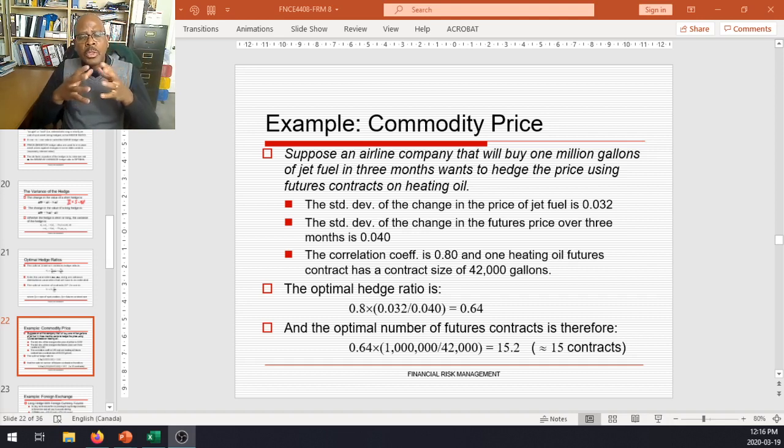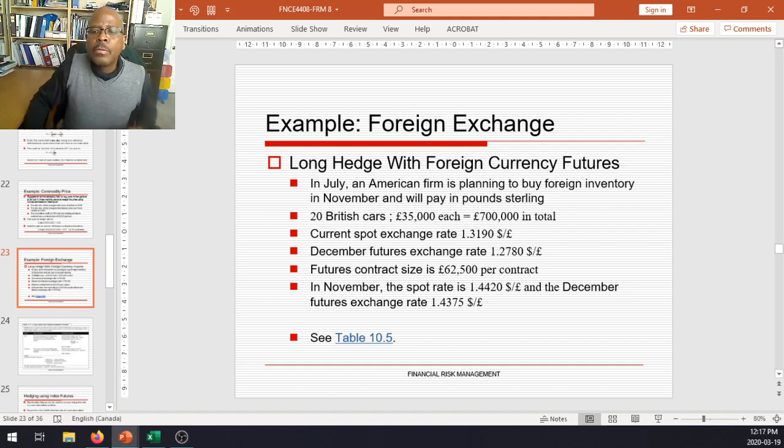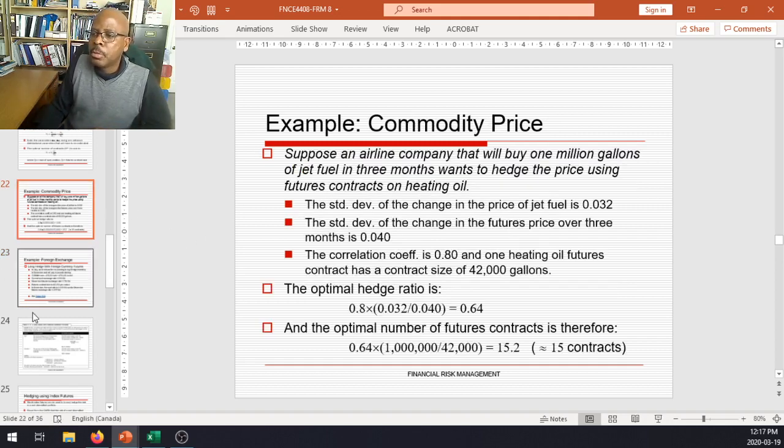Now there's a debate as to whether you should round off, that is, to the nearest whole number, or whether you should round down. The debate is that if you round off, then in some cases you'll be rounding up, and if you round up, you end up being overhedged in the futures market. We won't focus too much on that debate. It's a philosophical, academic argument. For now, we're just going to focus on rounding off. You round to the nearest whole number, and we'll leave it at that. So that is using futures contracts on commodities with the optimal hedge ratio.